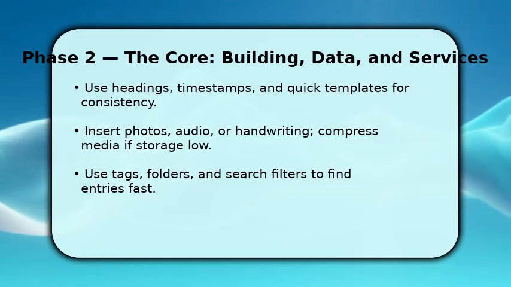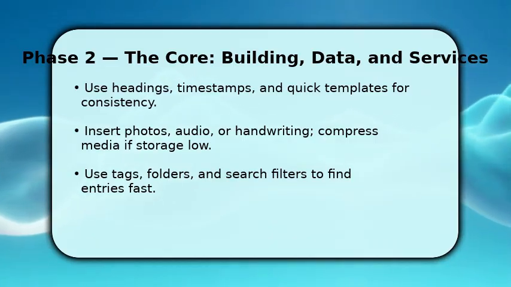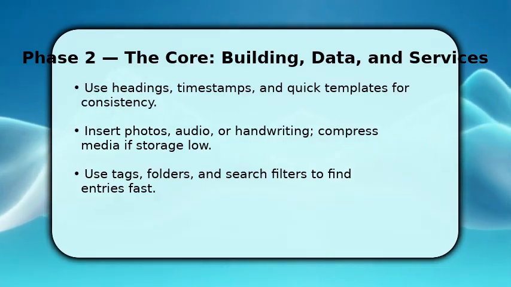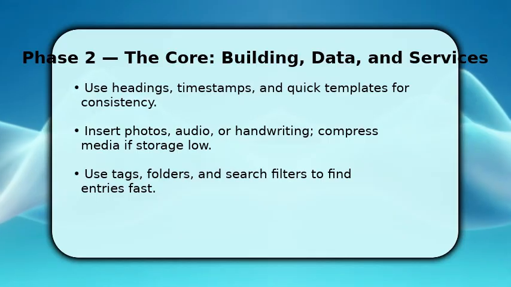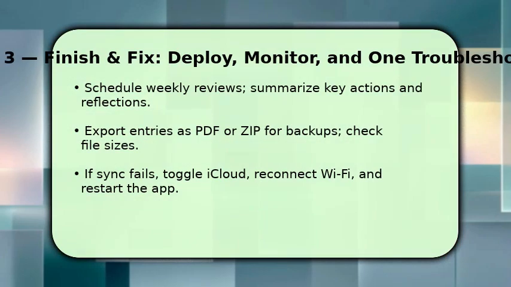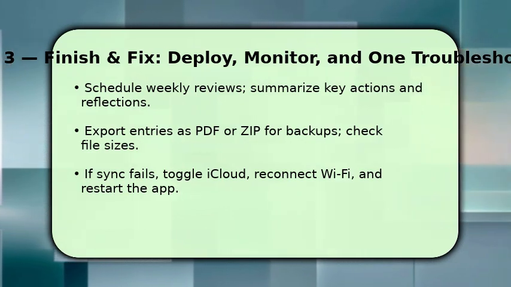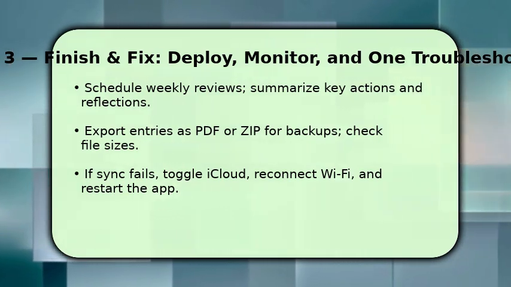Once done, tag the entry with keywords and move it into the proper folder. This makes search and review fast. If media grows, compress or offload large files to keep the journal responsive. Finish by reviewing entries weekly. Summarize progress, extract action items, and archive older notes into yearly folders.